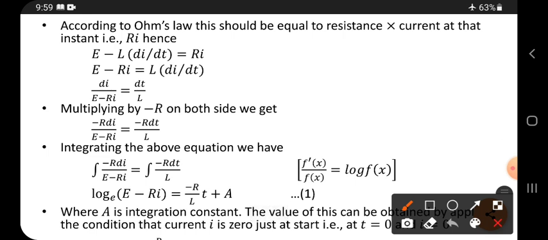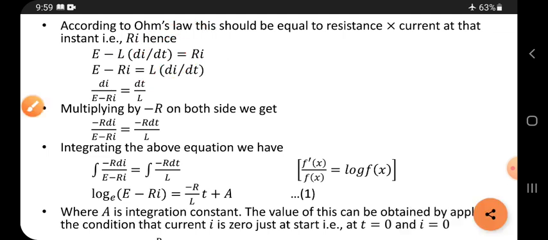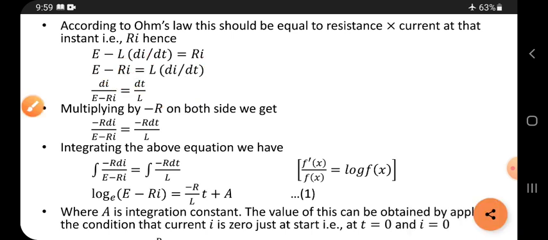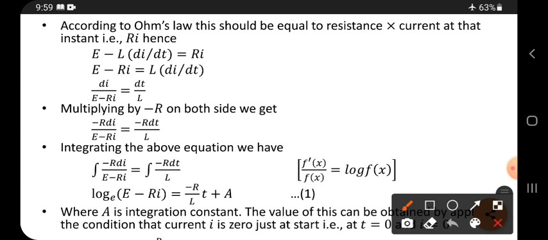Once again, bring L into di by dt to this side and R is inside. The Ri term is a plus term; if it comes to this side it becomes minus. The other one is already minus; if it comes to this side it becomes plus. Now what you have to do? Simply bring E minus Ri to this side and L into dt to this side. See here what we have to do.